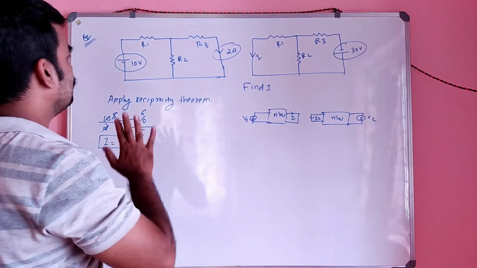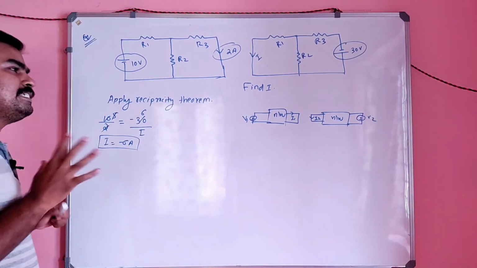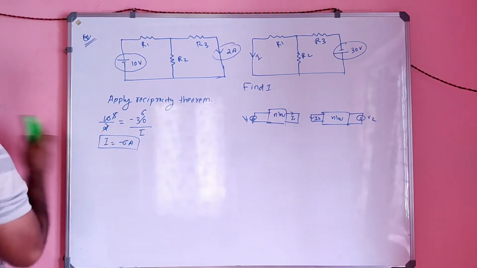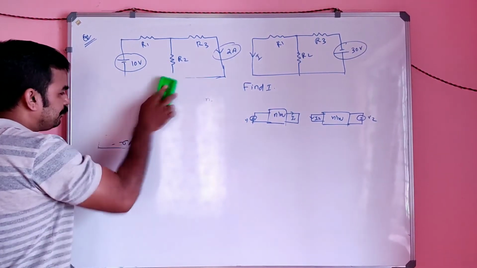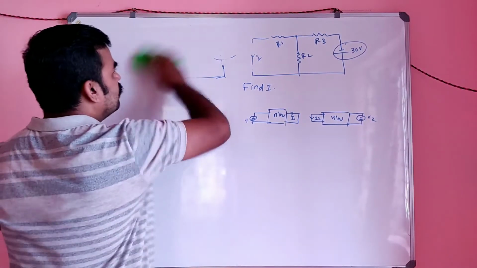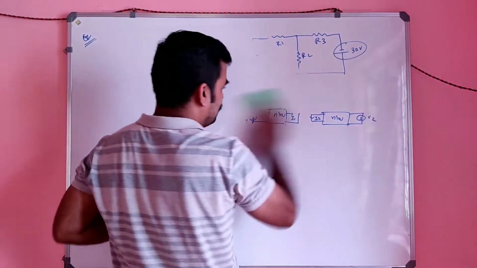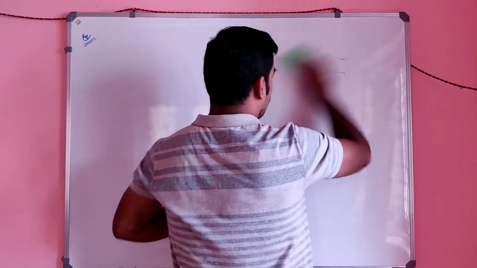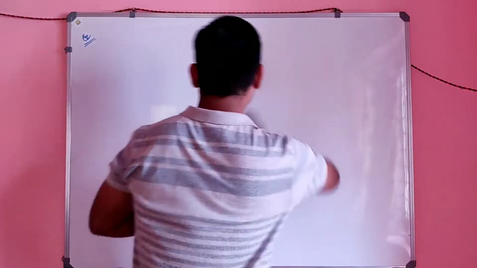So this is the reciprocity theorem, a simple theorem, but you have to apply it accordingly. So let's do some more problems regarding this reciprocity theorem. This is a very simple problem, so you have to do some more difficult problems.